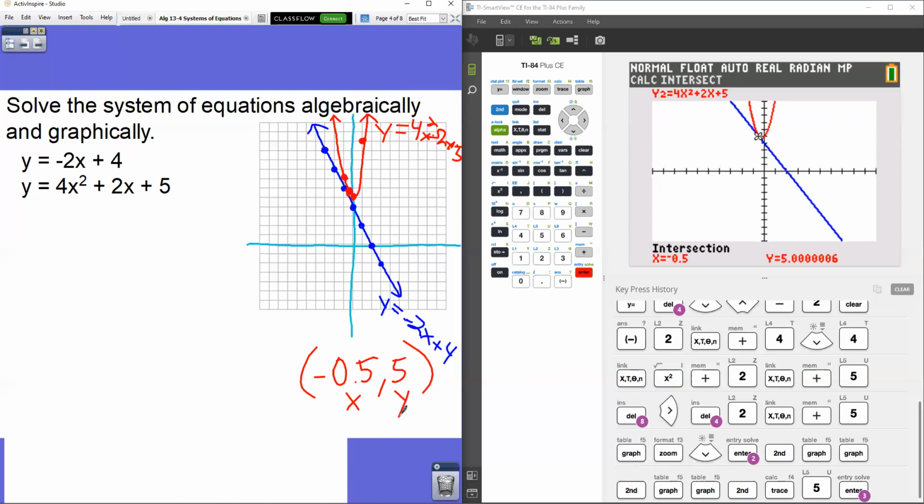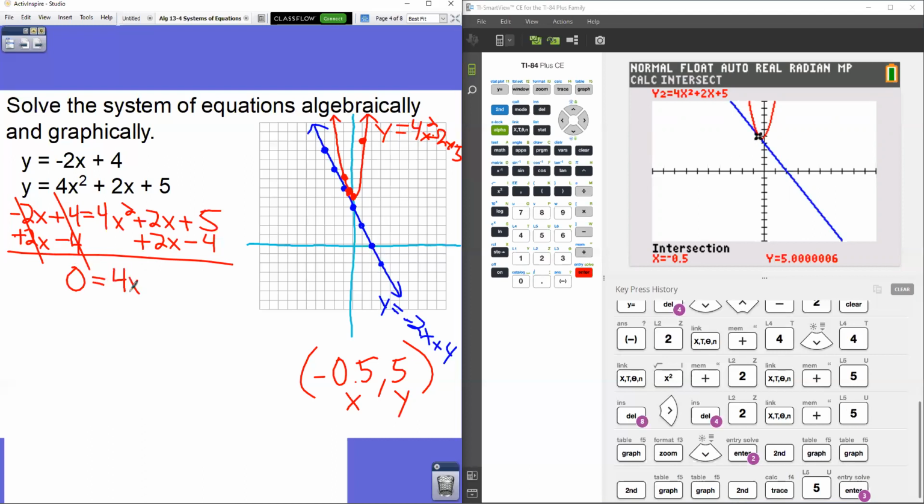So the first thing that you want to do is set these two equal to each other. We want to set everything equal to 0. I want that x squared to stay positive. So I'm going to do plus 2x and plus 2x. I'm going to get rid of that plus 4 by doing minus 4 and minus 4. We want to set it equal to 0. So now 0 equals 4x squared plus 4x plus 1.